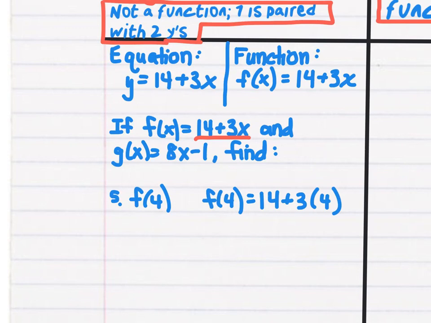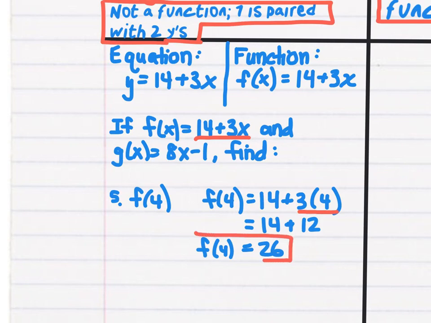So what we would do next is multiply 3 times 4, which is 12. So then we have 14 plus 12, and then we add those together, and we get 26. So f of 4 is equal to 26, and we box our answer.